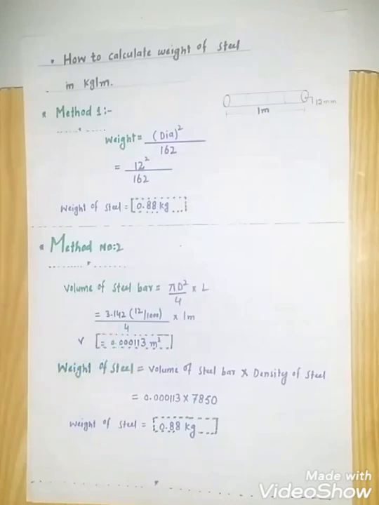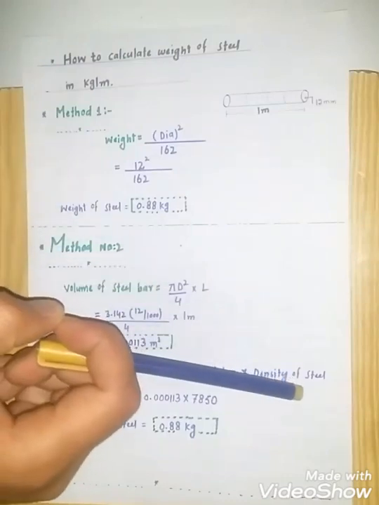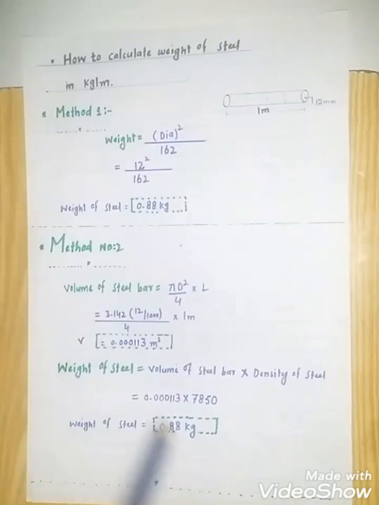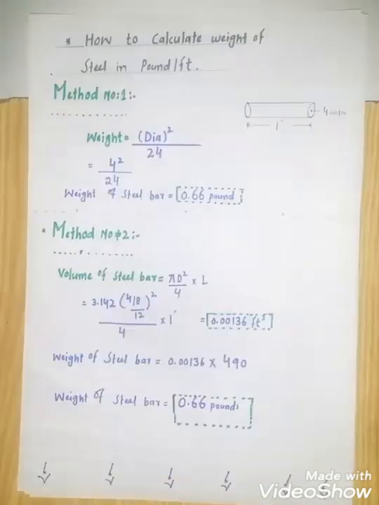Now find the weight of steel, which is equal to volume of steel bar multiplied by density of steel. The volume of steel bar is 0.000113 multiplied by 7850. This is the density of steel in kg per cubic meter. You remember this point in your mind. The weight of steel is equal to 0.88 kg.